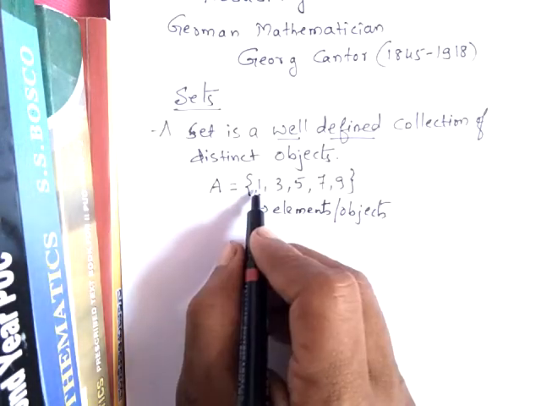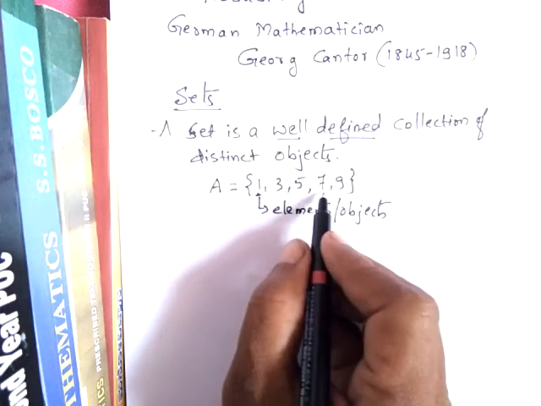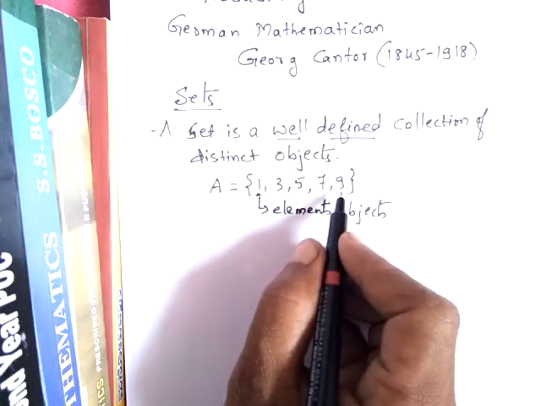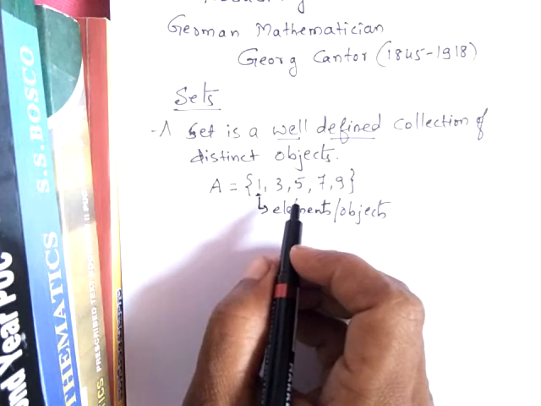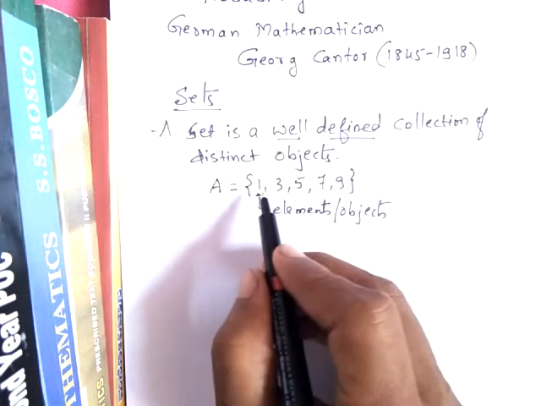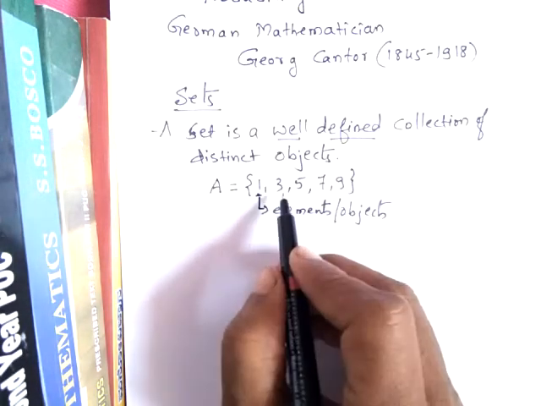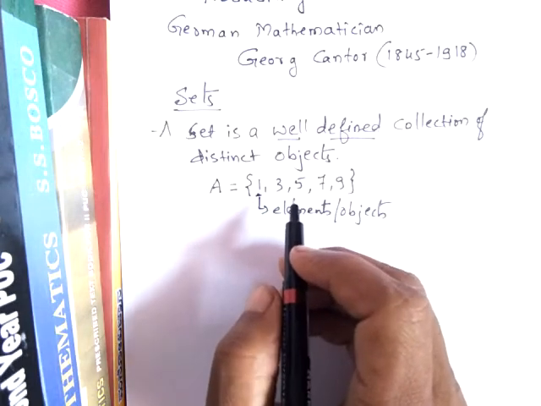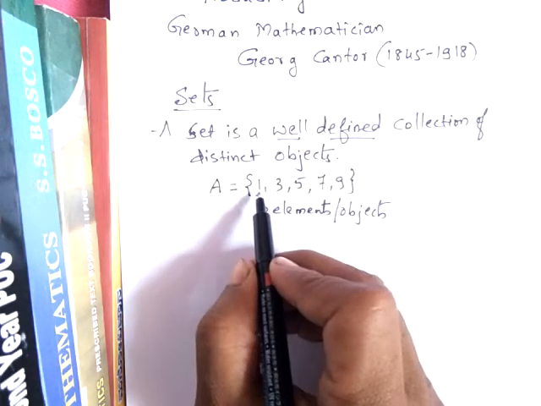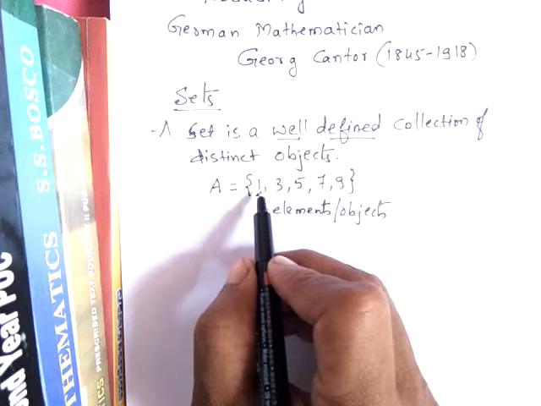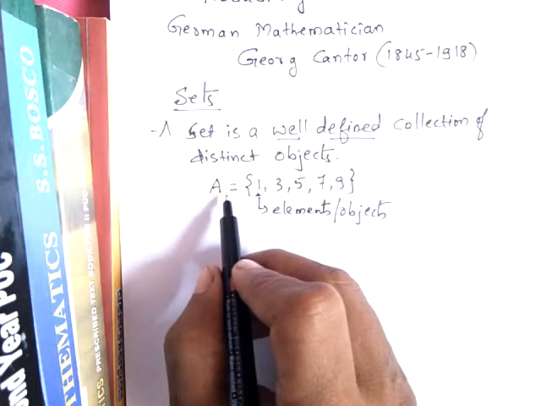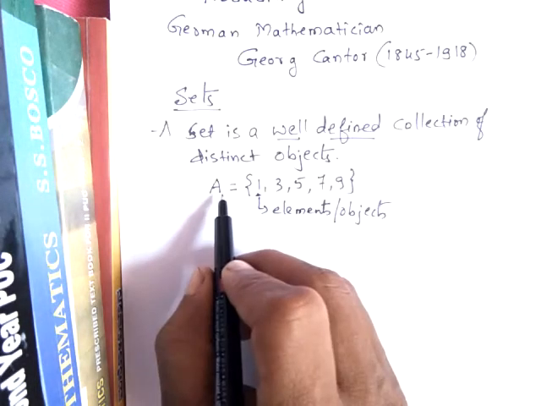So 1 is an element, 3 is an element, 5 is an element, 7 is an element, 9 is an element. The important thing here is that each element should be different, distinct. They should not be repeated here. For example, does 1 belong to A or not? Yes, 1 belongs to A.